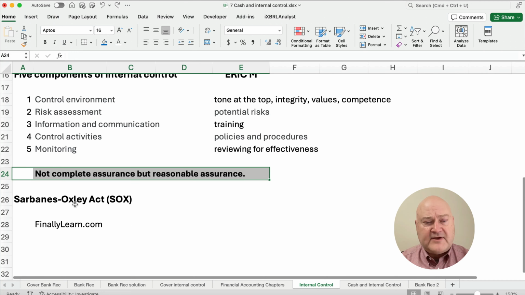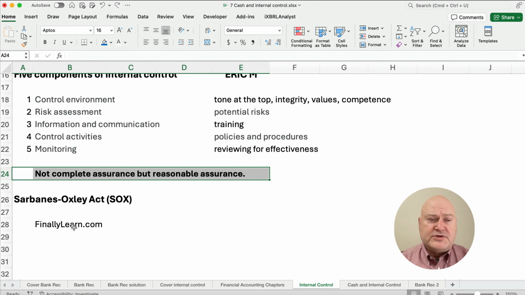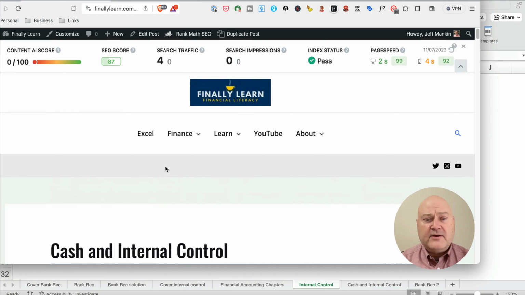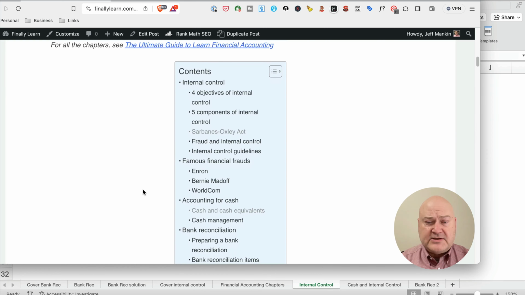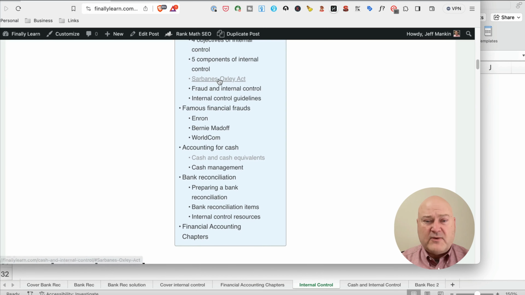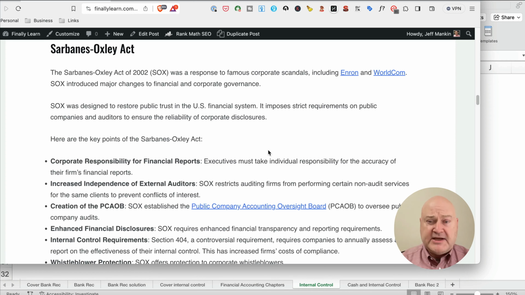Now let's talk about the Sarbanes-Oxley Act. We're going to go over to my website. So here, finallylearn.com, I've got cash and internal control. So let's go down to talk about Sarbanes-Oxley. That's more than I wanted to put on this little spreadsheet here. So Sarbanes-Oxley, or SOX, is a famous act that was in response to famous corporate scandals like Enron and WorldCom. It came around in 2002. So if you ever hear about SOX, if you take an accounting class, they talk about SOX. You take an auditing class, then you're talking about SOX all the way through.